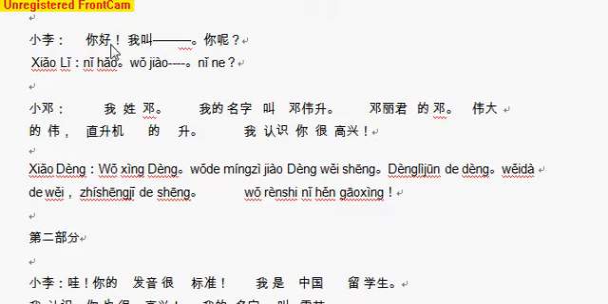She says, 你好，我叫李雪花，你呢? So she's saying, hello, my name is Li Xuehua, and you, 你呢? And Xiao Deng, he replies, 我姓邓，我的名字叫邓伟生，邓丽君的邓，伟大的伟，直升机的升，我认识你很高兴.